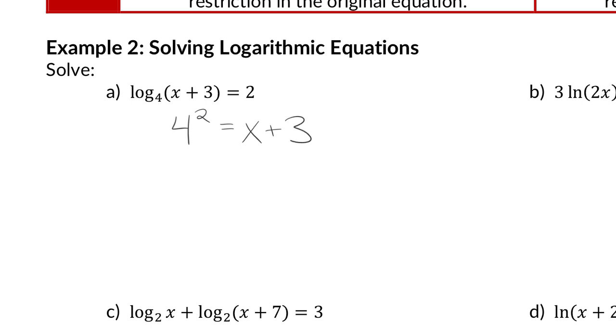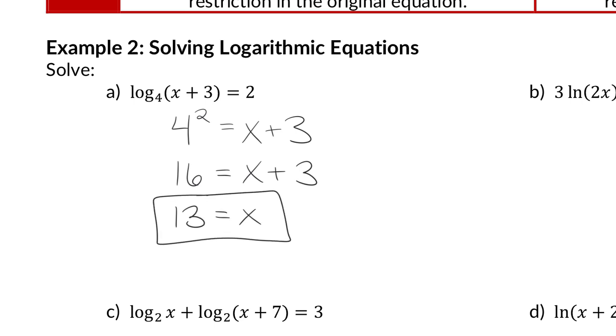We've gotten the x out of the exponent. Now we can solve for it. By the way, what is 4 to the second power? 16. So this is just 16 equal to x plus 3. And one step to solve for x? Minus 3 on both sides. Very good. So we get 13 equal to x.